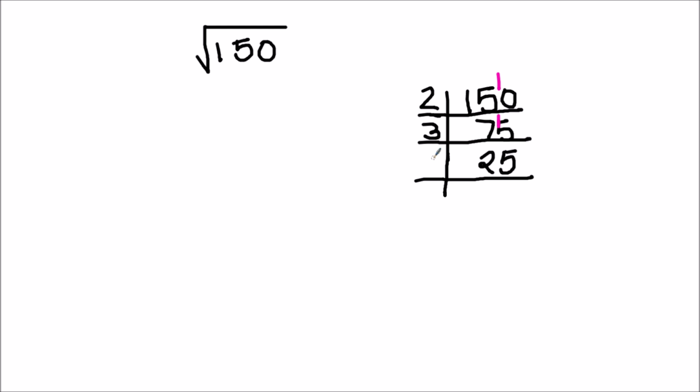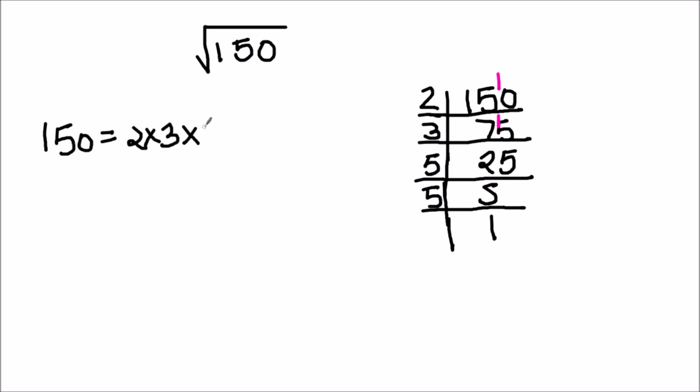Now 25 is divisible by number 5. 5 times 5 is 25 and 5 is a prime number. It is divisible by number 5. 5 times 1 is 5. So we got the factors of 150 as 2 times 3 times 5 times 5.